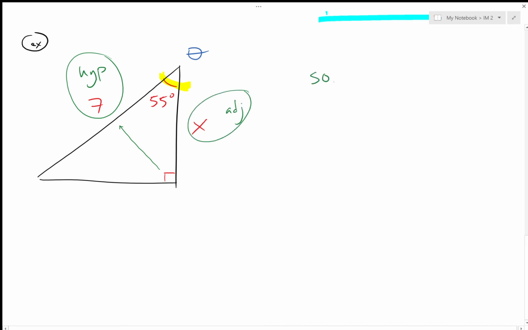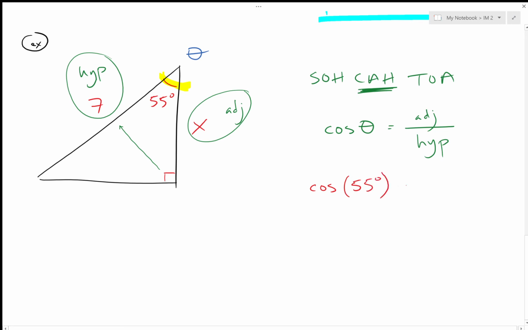So again, thinking about SOHCAHTOA. We've got hypotenuse, h. We've got adjacent a, so h and a are that one in the middle, cosine. So cosine theta equals, and then it goes adjacent over hypotenuse. And let's fill in everything we have. Cosine. Theta is a number this time, 55 degrees, equals. Adjacent is the letter x that we're trying to find. Hypotenuse is 7.